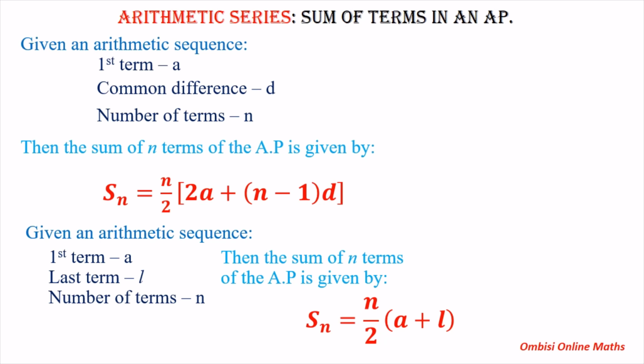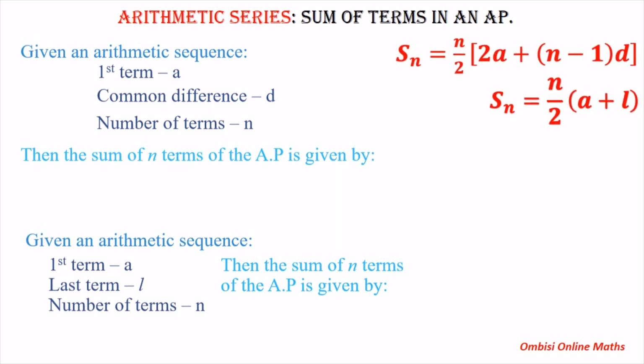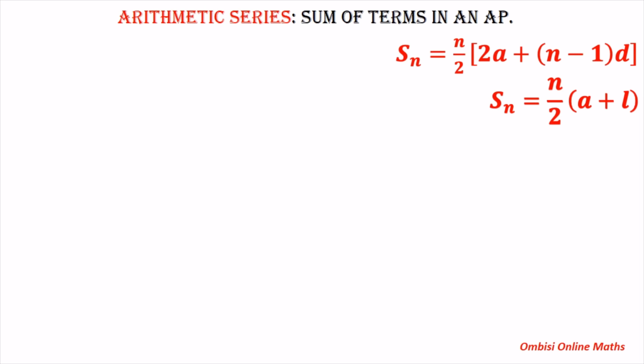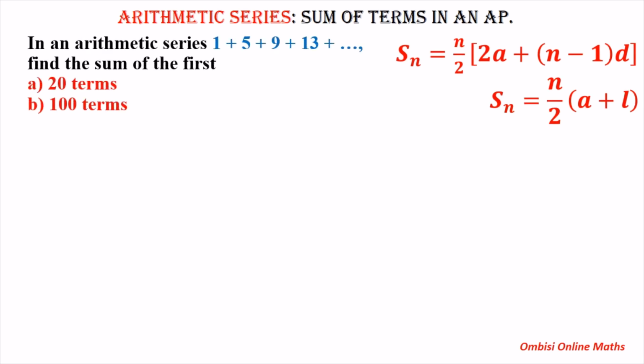So these two formulas of ours, we are going to preserve them and we'll use them later, and we clear. Then you look at a question. The question goes: in an arithmetic series 1, 5, 9, 13, find the sum of the first 20 terms.